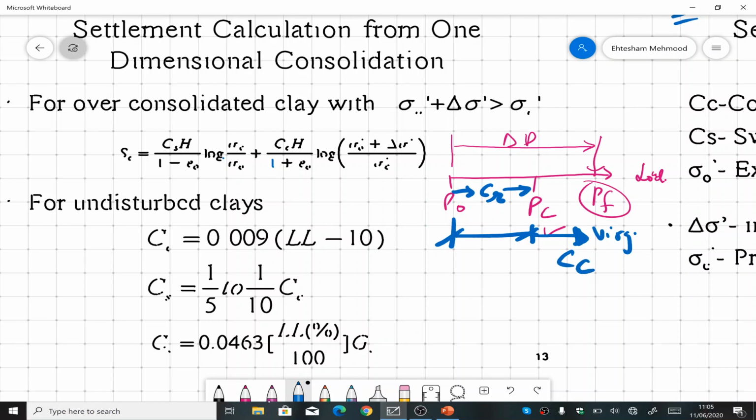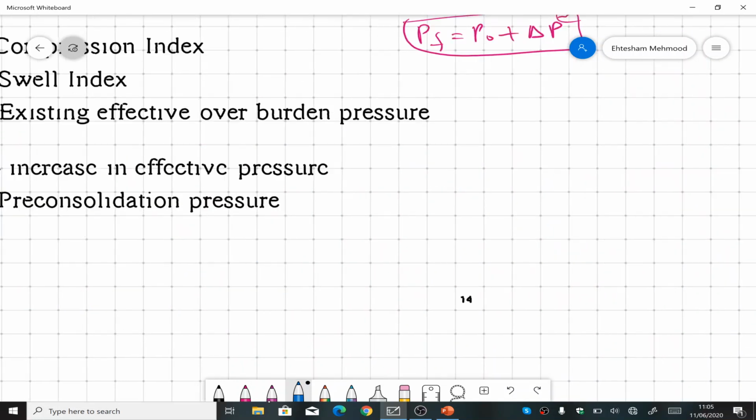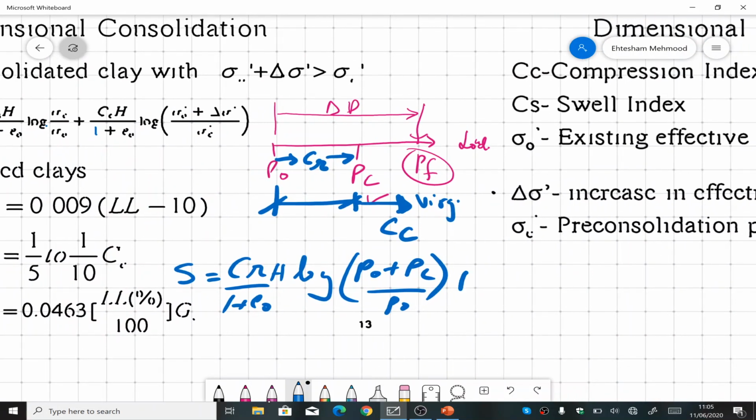So writing the equation, settlement would be equal to CR over 1 plus e naught into H, the thickness of the clay layer, into log of PC over P naught, and then the second portion, that is the virgin compression, it would be plus Cc over 1 plus e naught into H, the thickness of the clay layer, into log of Pf over Pc.